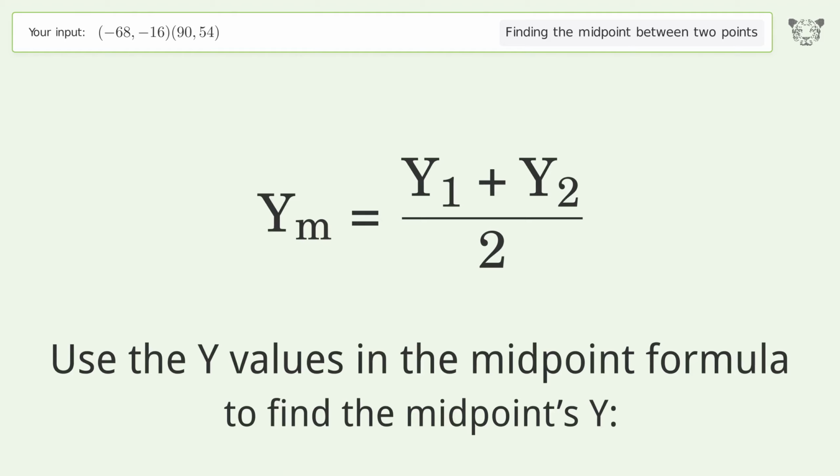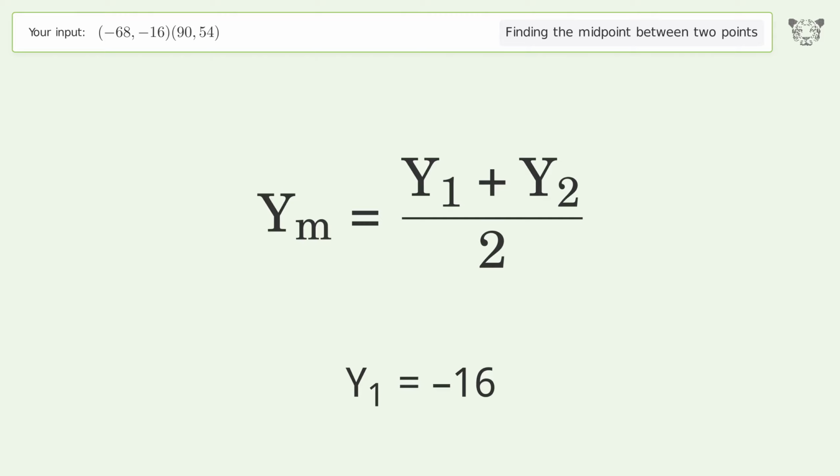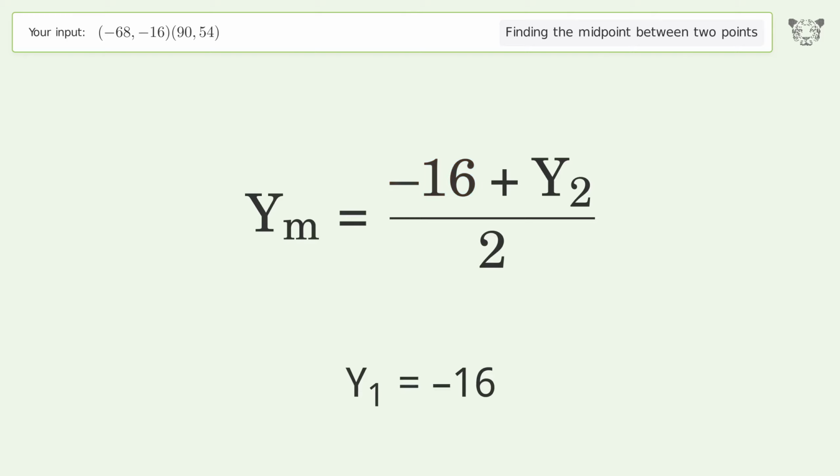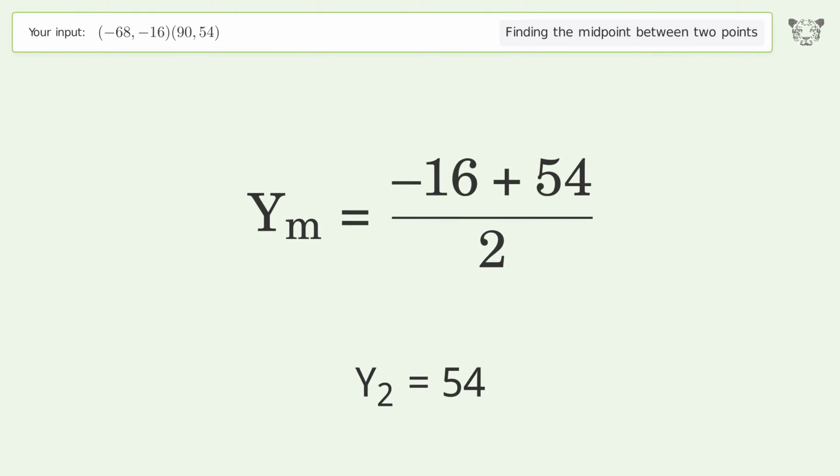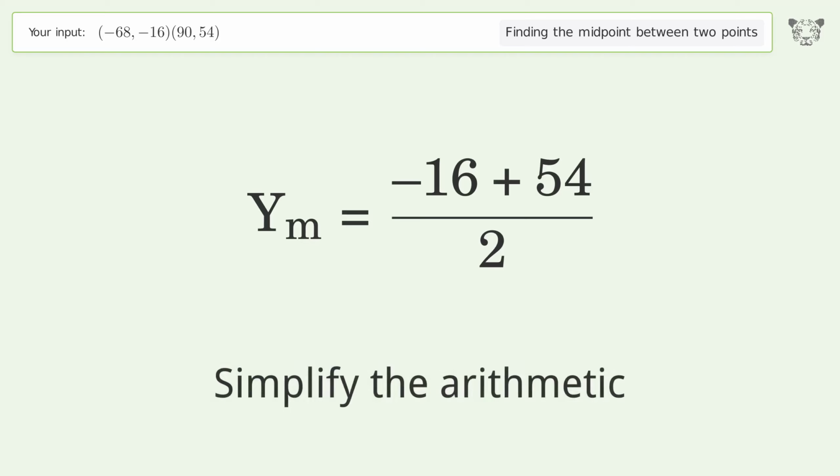Use the y values in the midpoint formula to find the midpoints y. y1 equals -16. y2 equals 54. Simplify the arithmetic.